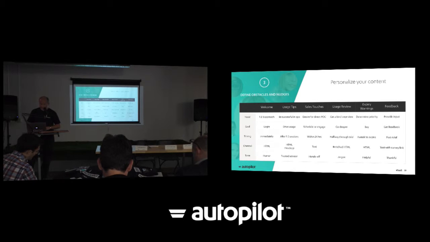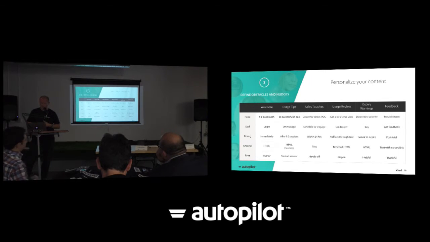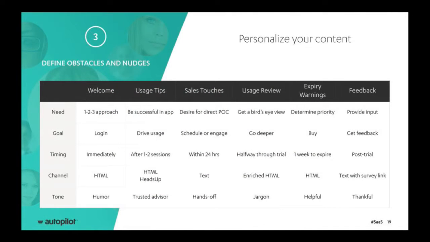Sales touches, this is a desire. So many customers have a desire for a direct point of contact, hand-holding during the course of the trial. The goal of the company is to help them schedule or engage without having to manually send emails to every single person. And again, you typically want to do an introduction for the segment of accounts or trials that are actually qualified for sales or ready for sales, doing that quickly. Fourth is the usage review, and the fifth.